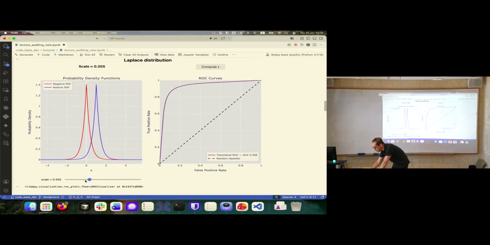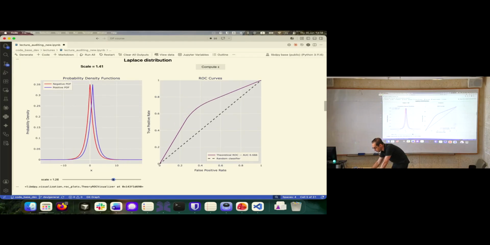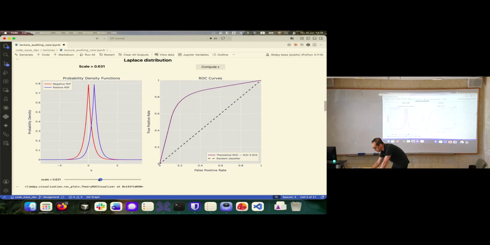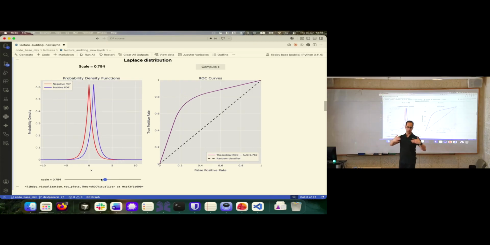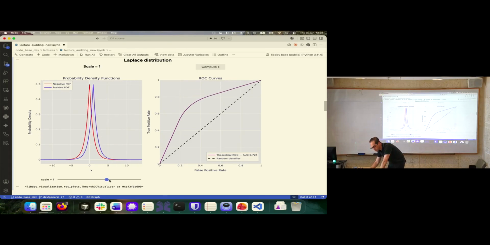Right? We see here they're further away from each other, and here they're closer, or again, reminding you, since this is sort of invariant to scale, if I keep the distance between the two distributions and increase the variance, or keep the variance and decrease the distance, it's the same. And for each value, I get a different ROC curve. Okay, so I fix this ROC curve. This scale is 1, and now I can compute epsilon.